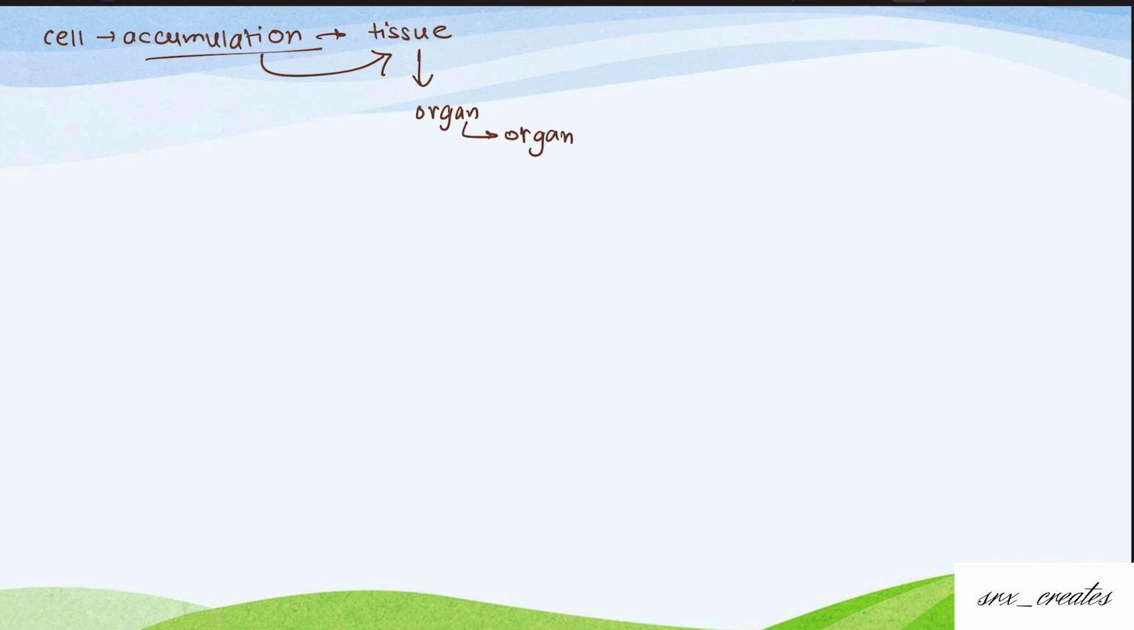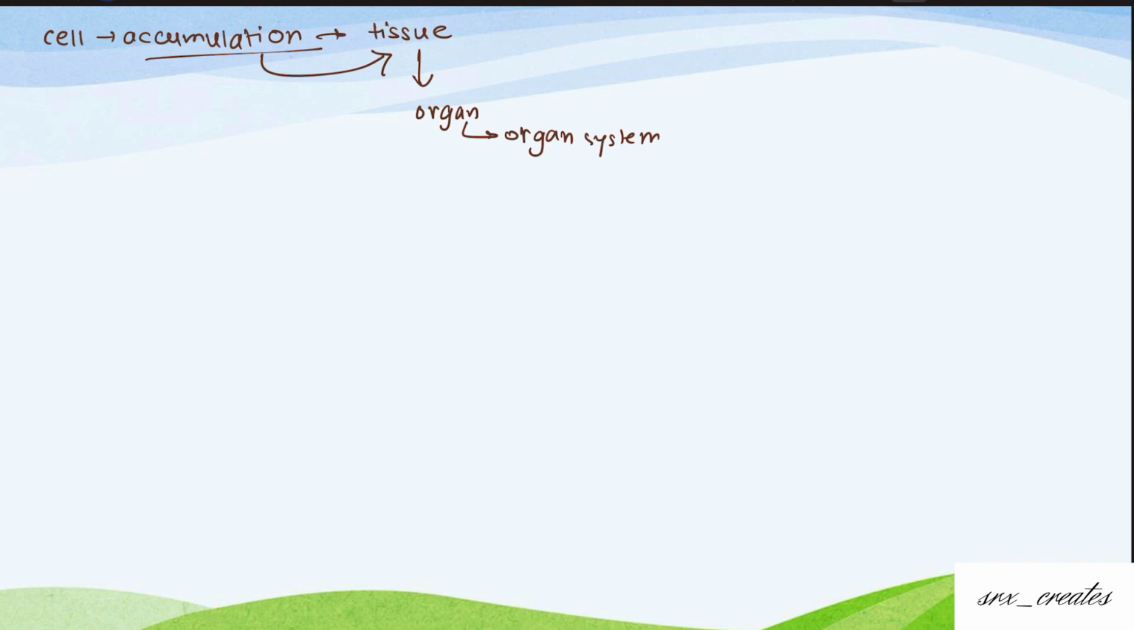Now let's start. As I have already told you, accumulation of cells gives what? Tissue. Accumulation of tissues gives organ, and accumulation of organs gives organ system. Make this concept very clear, because it is going to help you throughout your biology syllabus in class 9, 10, 11, 12.